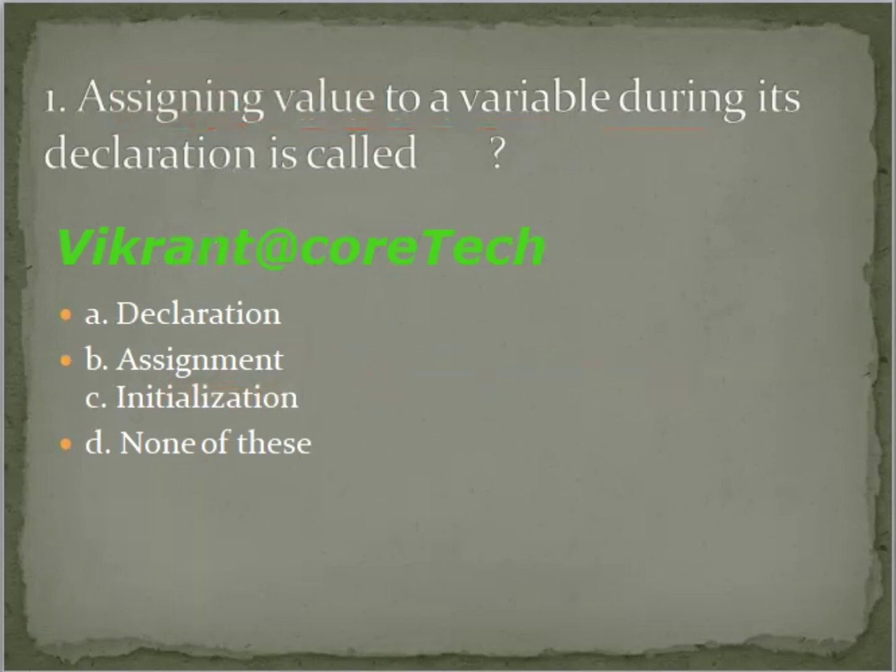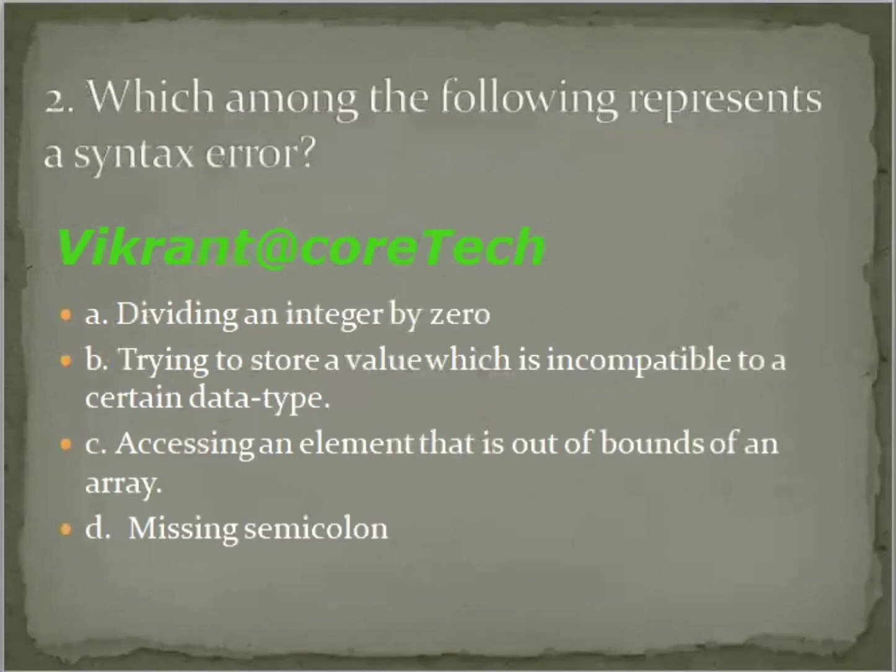Let's go for the next question now. Which among the following represents the syntax error? There are a few categories of errors like this. Out of bounds, like division by 0, are not going to create any problem with the syntax. The problem will arise when there is a missing semicolon. So straight away, a direct question.